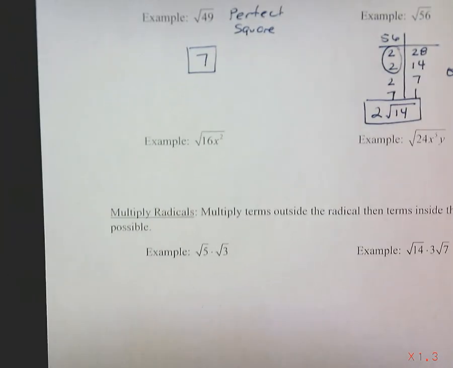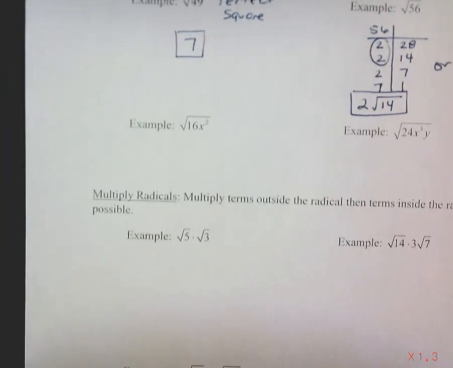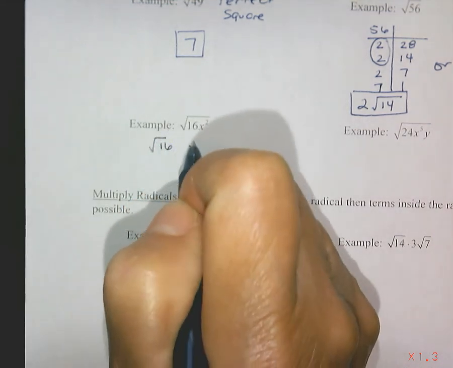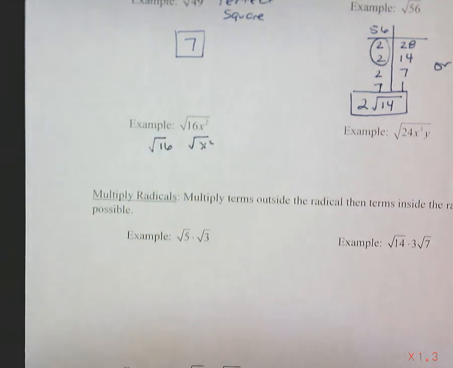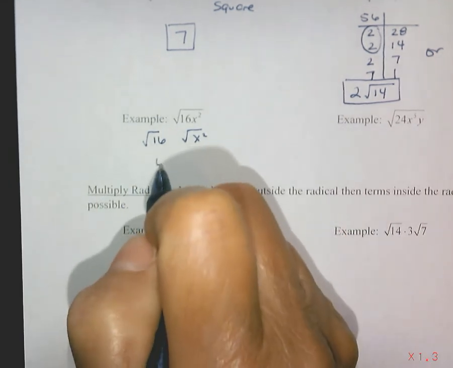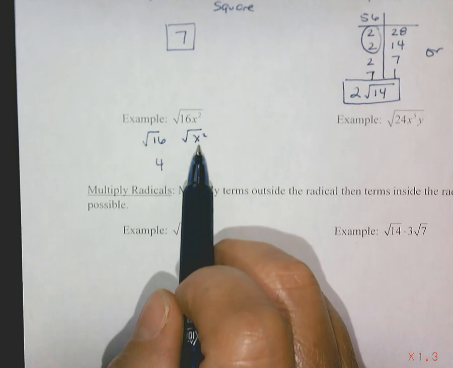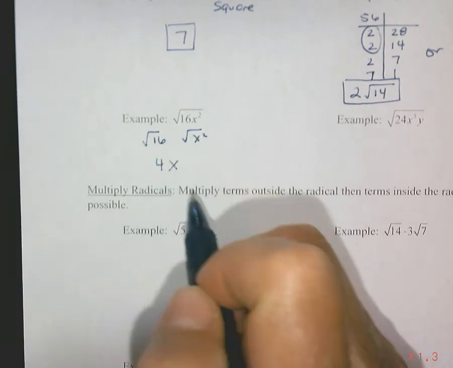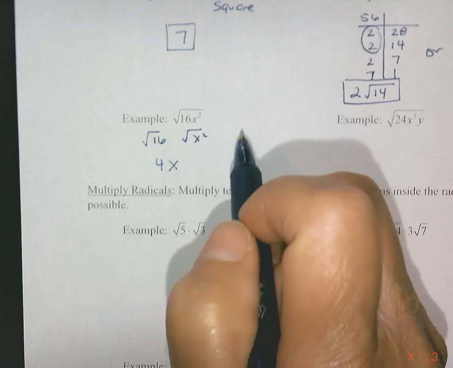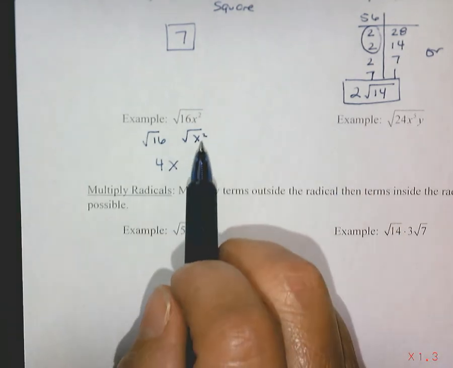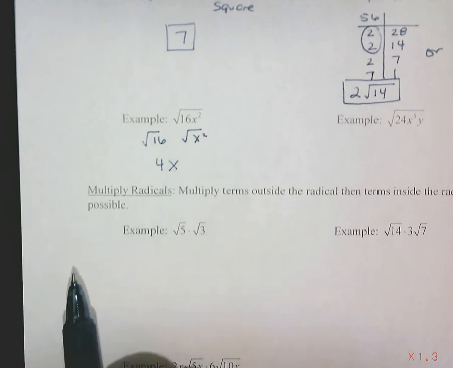So here's one that has a variable in it. So the square root of 16 and the square root of x squared, I can look at these separately if I wanted to. The square root of 16 is a perfect square. This is 4. The square root of x squared is going to be x. If you think of it as its multiples, x multiplied by x. There's 2 of them, so I bring out 1.